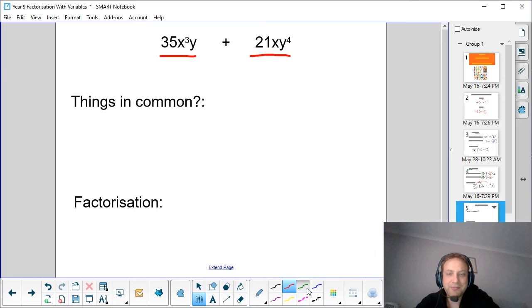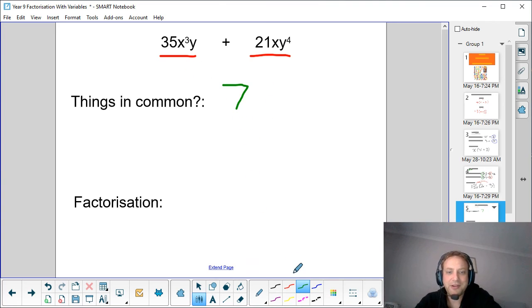So we should start by finding a number that they both have in common, a number that goes into 35 or 21. You could think about your times tables. Do 35 and 21 appear in the same times table? They're in the 7 times tables, right? This is 5 sevens, this is 3 sevens, so 7 will be our number.